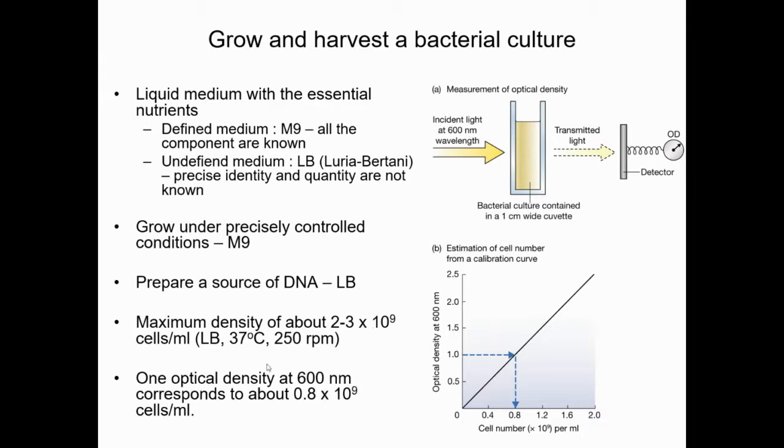To measure the amount of cells in the culture, yesterday I briefly described this. You can use the indirect method. You put the bacteria culture in a cuvette, bring the cuvette to the spectrophotometer and read the optical density at a wavelength of 600 nanometers. Every one optical density at 600 nanometers is equal to 0.8 times 10 to the 9 cells per milliliter.